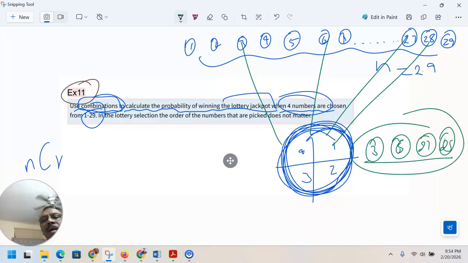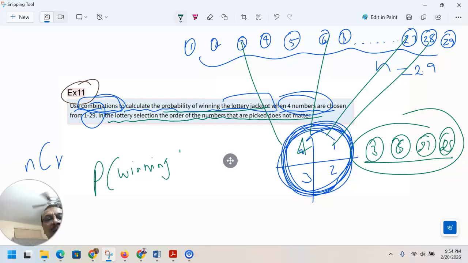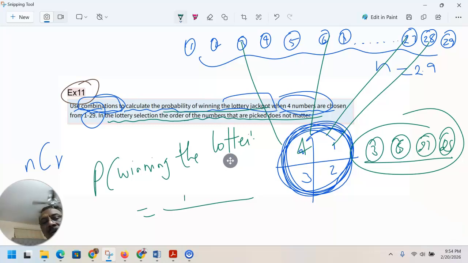So likewise, our question is, in the lottery selection, the order in which the numbers are picked does not matter, because you are picking just any group. The question is, what is the probability of winning the lottery? So let me write winning the lottery, right? It has to be a ratio, with a numerator and denominator, and remember, it is n of the event divided by n of S.